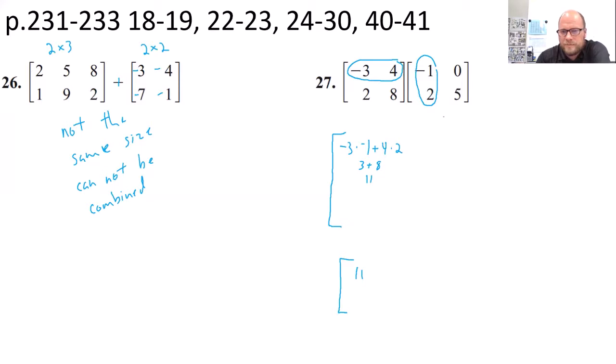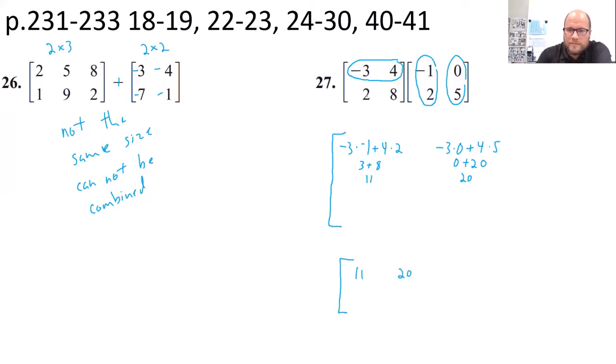On the next one, still doing first row, second column. So -3 times, again, we're multiplying by the second column now. -3 times 0 plus 4 times 5. -3 times 0 is 0. 4 times 5 is 20. So that other top corner is 20.